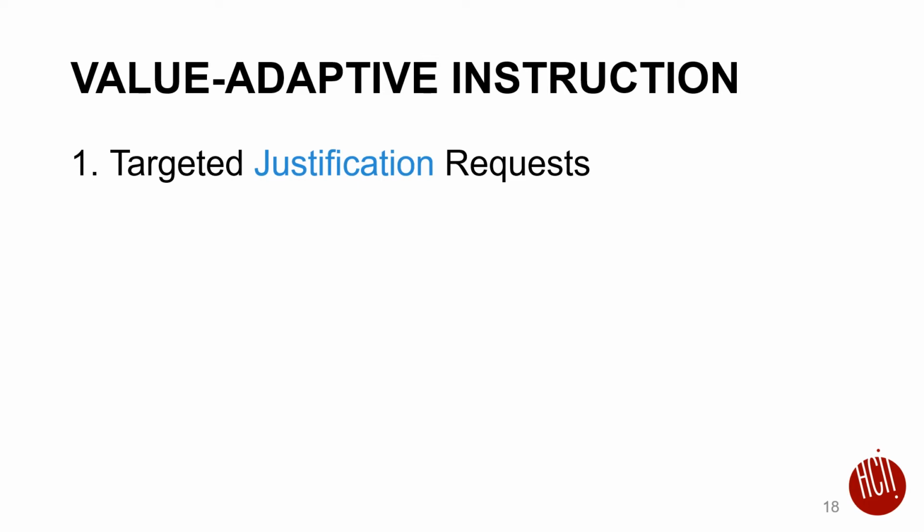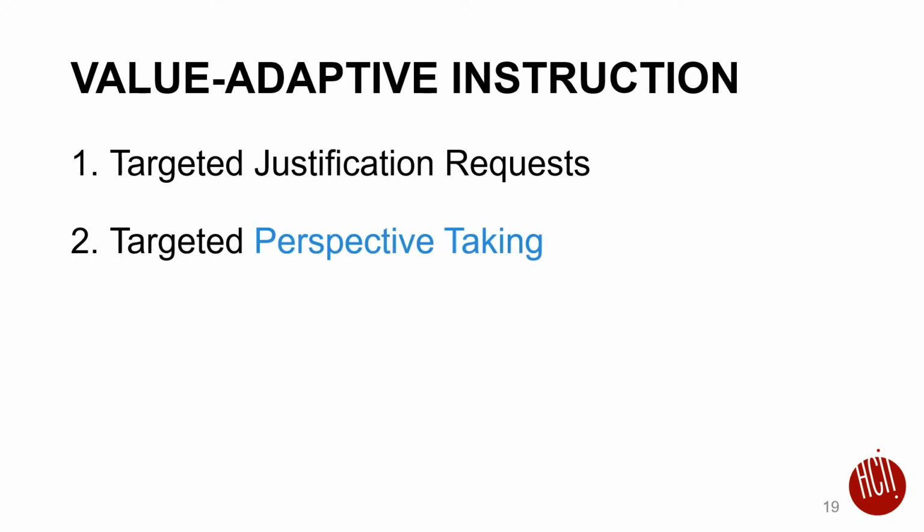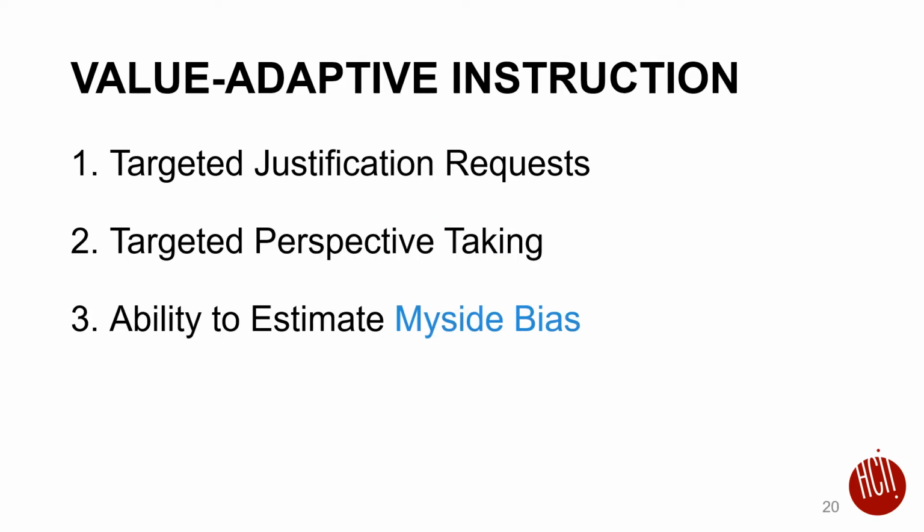Value adaptive instruction is particularly useful when designing instruction for three types of skills. First, it allows us to provide targeted justification requests, which is when you ask students to defend a position that they agree with. Second, it allows us to make targeted perspective-taking requests, which is when you ask students to defend a position that they disagree with. And then the final and most important benefit of value adaptive instruction is its potential ability to measure and eventually combat against powerful biases like my-side bias.